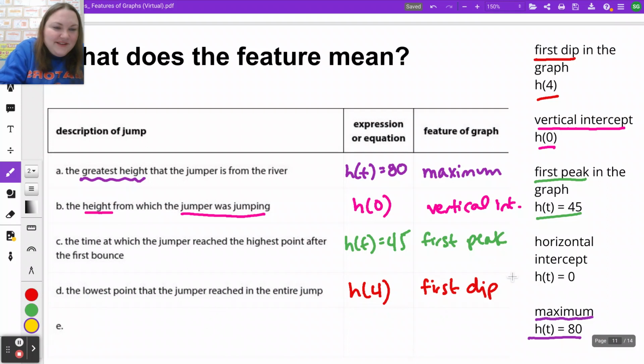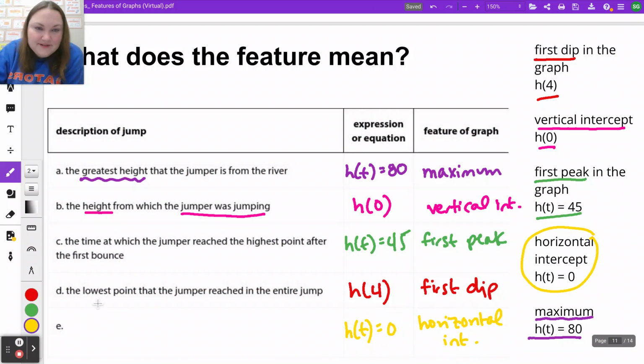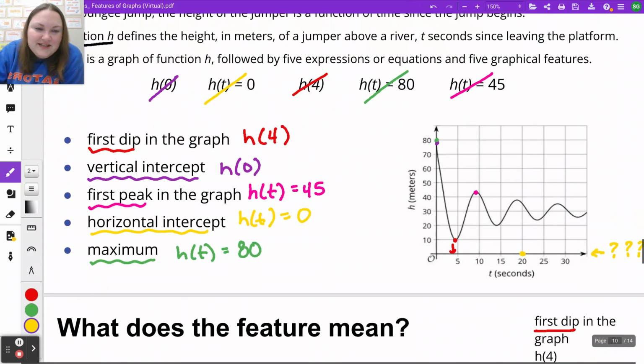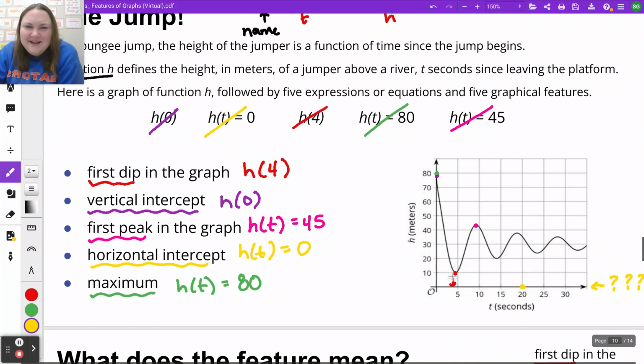So notice the final one that's left is that horizontal intercept, which we said is h of t equals 0. We want to come up with the description that would go with this story for a horizontal intercept. Now, we've already mentioned at this point, and I'm going to come back to the graph to help, that I don't see a horizontal intercept. In this situation with a bungee jump, what would it mean if there's a horizontal intercept? If you need to pause the video, think through how we would describe a horizontal intercept for this graph and come back when you're ready.